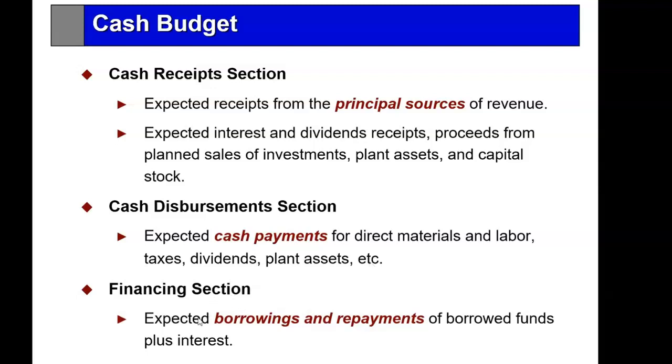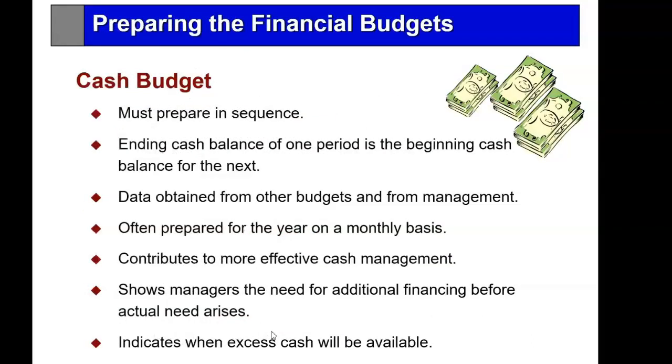The financing section actually has two sections. One, how much I borrow, and two, how much I repay. And when I repay what I borrow, I must add something for interest. Okay. So again, the cash budget, as I said, is prepared in sequence. The ending cash balance of one period is the beginning cash balance for the next.